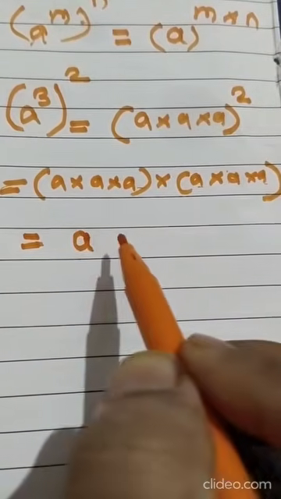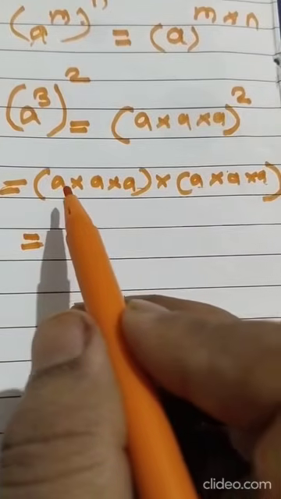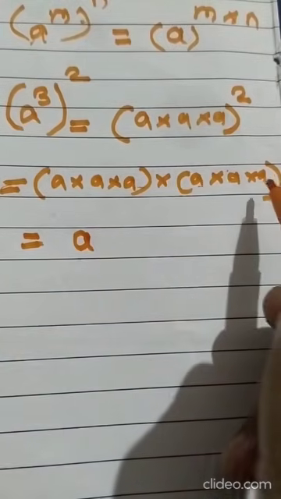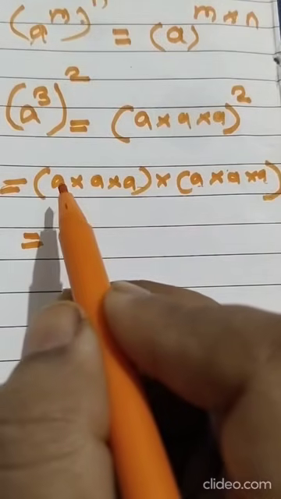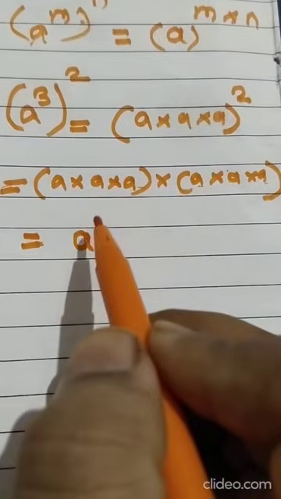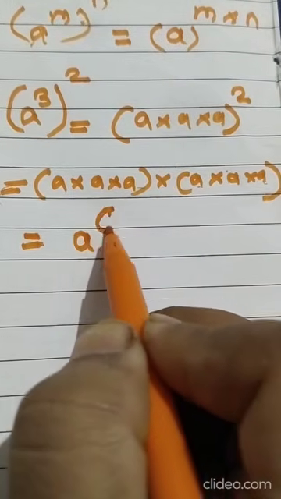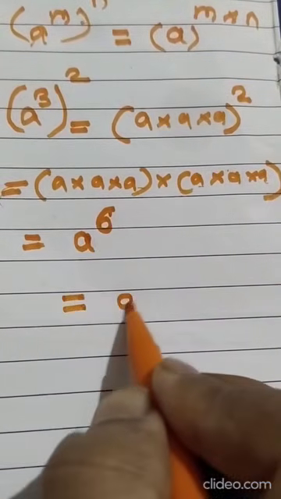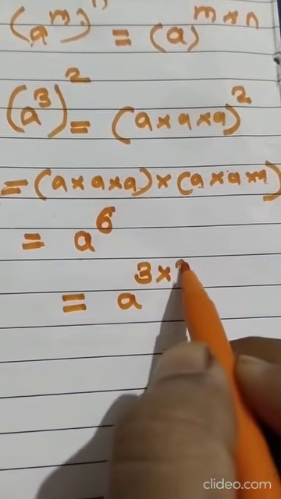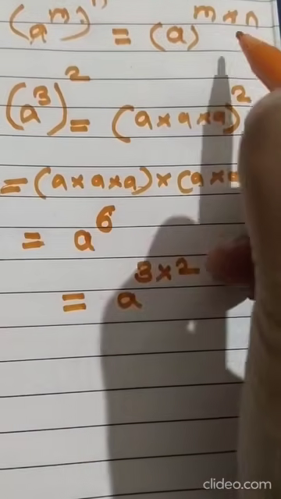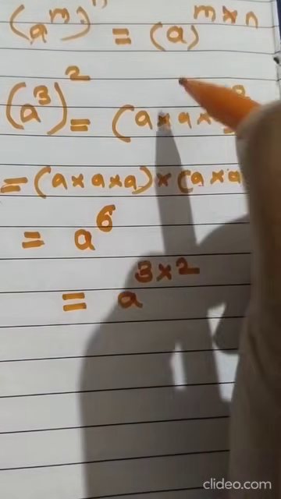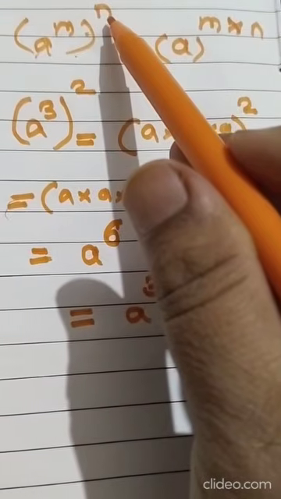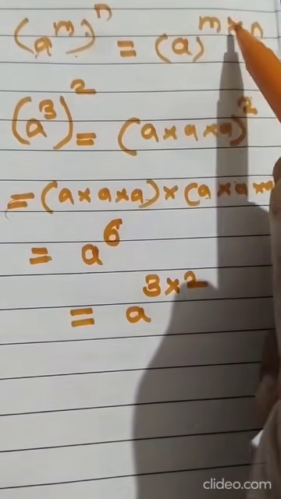Now by the rule of exponents, when a base is multiplied by itself m number of times, then its power is that m. Here a is multiplied by itself 6 times, so this can be written as a raised to 6. Now in terms of 2 and 3, we can write this as a raised to power 3 times 2. So when a power is raised to a certain power, we can say that a raised to power m whole raised to power n can be rewritten as a raised to m times n.